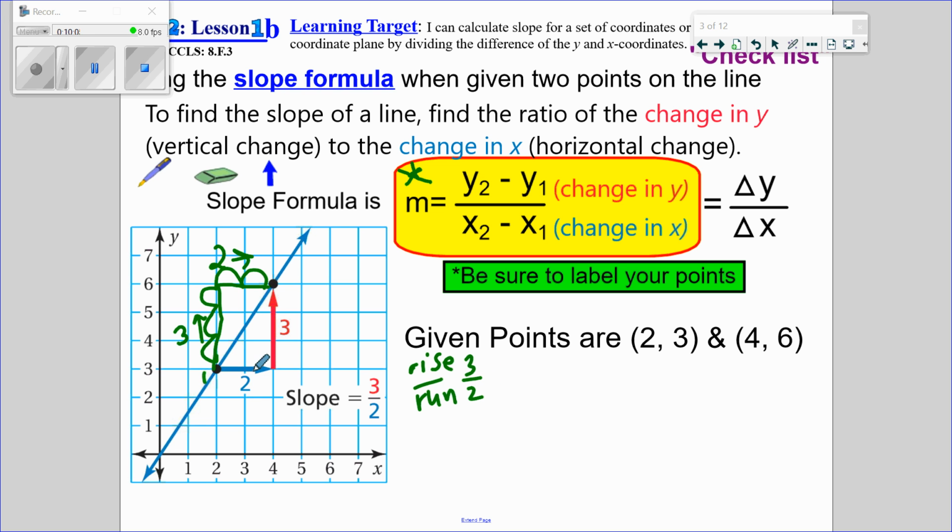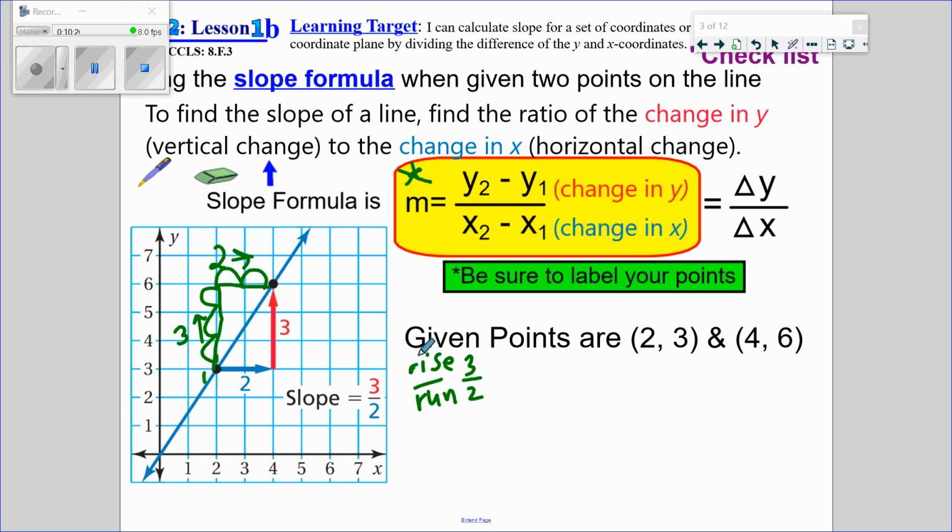If you did in the opposite direction, you did your run first, you did 2 to the right and 3 up, you just have to be careful that you substitute it correctly into the formula. My rise is 3, my run is 2. Now we're given the points. We're going to show you by using the formula, you should come out with the same slope.